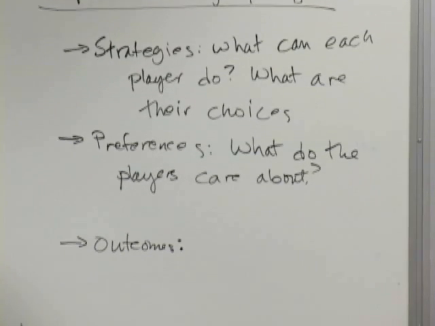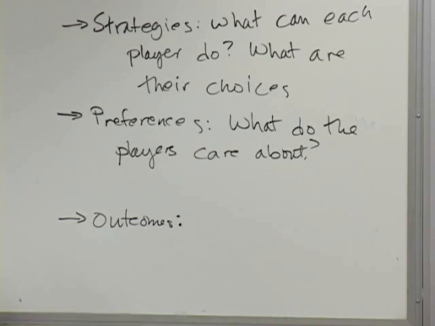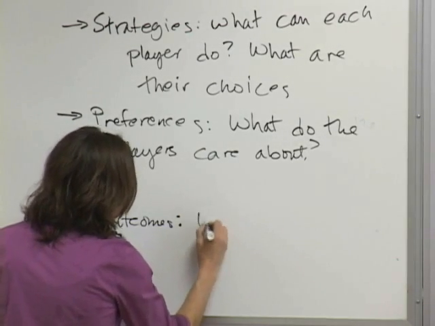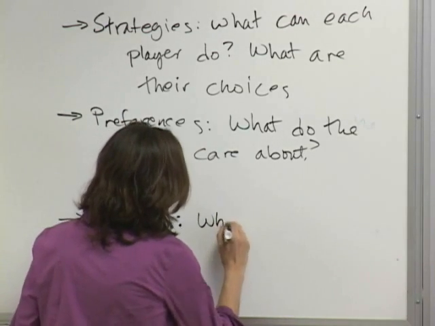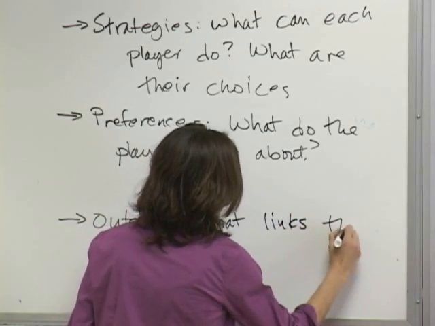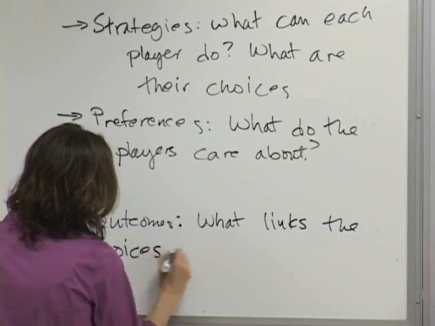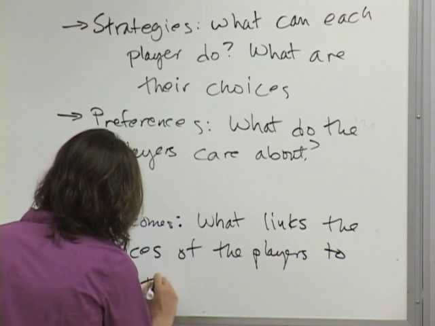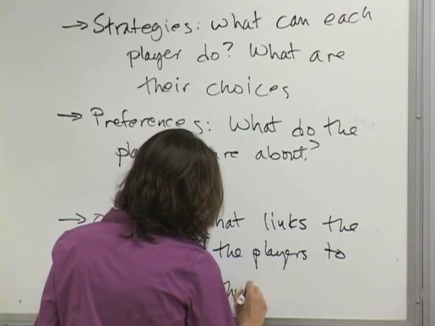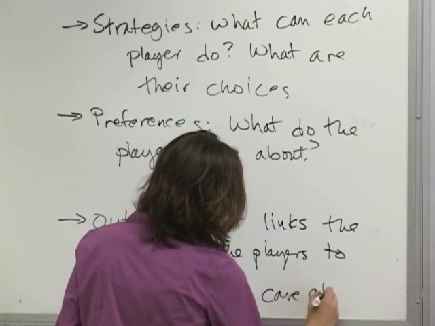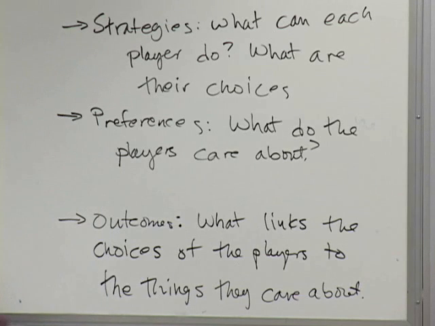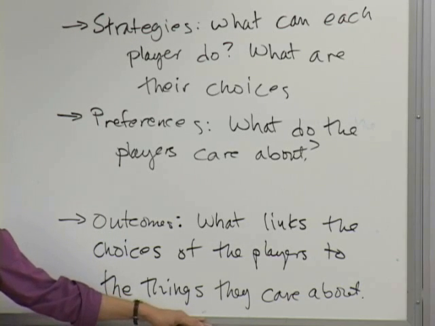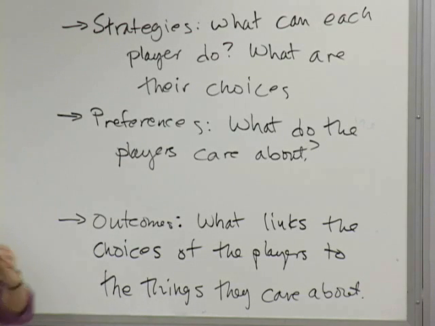Okay, and I want to remind you guys how important it is to take time to think about the outcomes. The outcomes are, I'll just write it, what links the choices of the players to the things they care about. If you really want to be precise, I would say the outcomes are the things that the players care about. What part of a scenario is an outcome? If either player cares about it, then it's part of the outcome. The preferences are the values assigned to those outcomes.